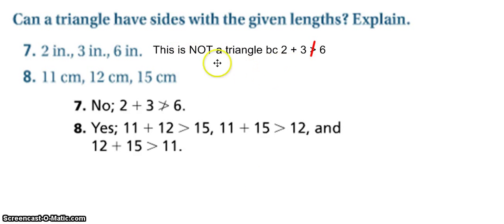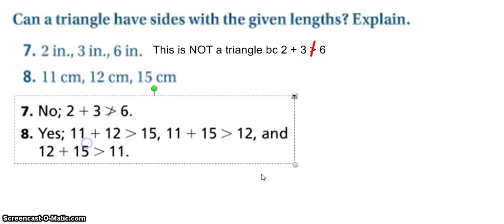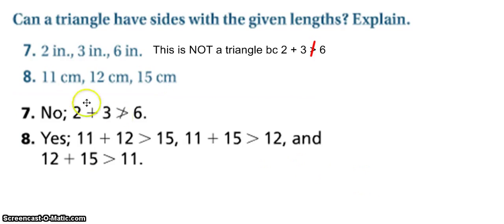So this is not a triangle because my first inequality that I try is 2 plus 3 greater than 6. That does not work. When we come down here and look at 8, we see that yes, it is a triangle because when I check all my inequalities, 11 plus 12 is greater than 15, 12 and 15 are greater than 11, and 15 and 11 are greater than 12.